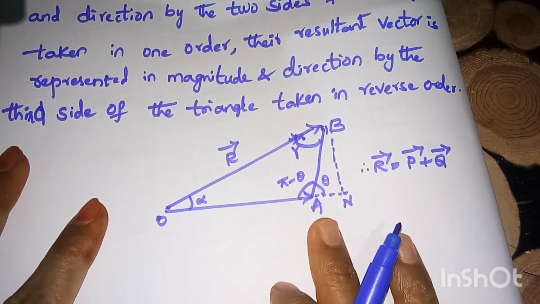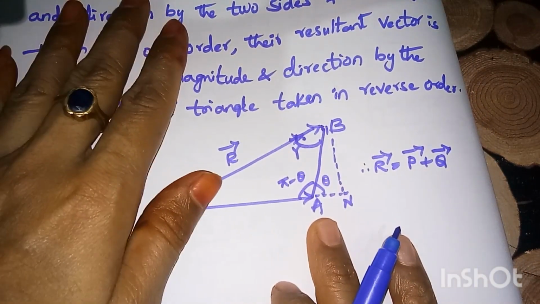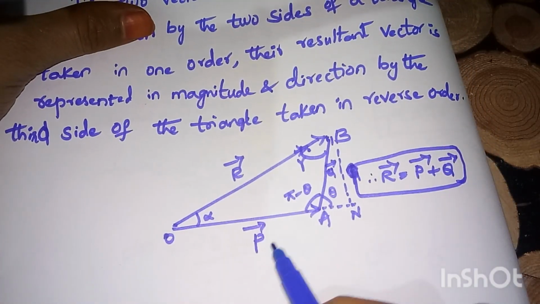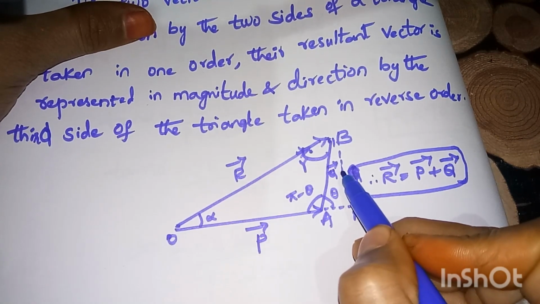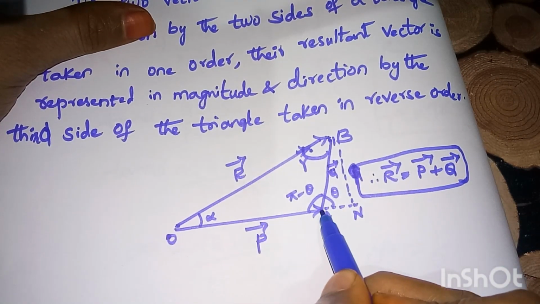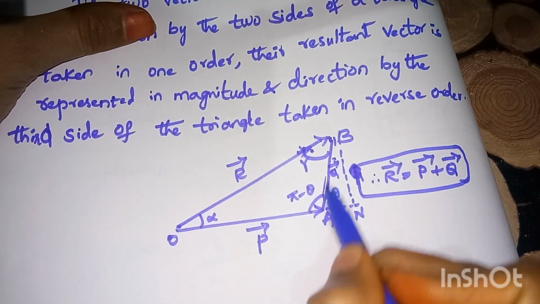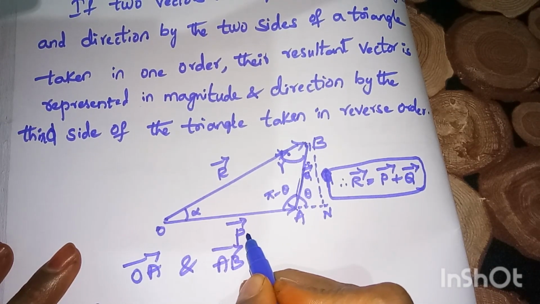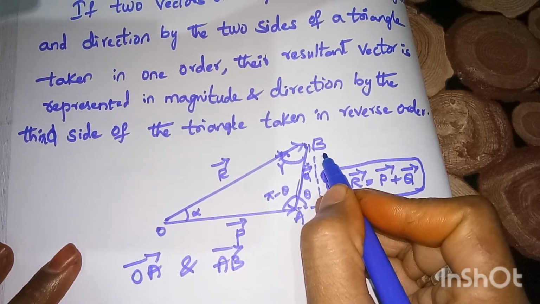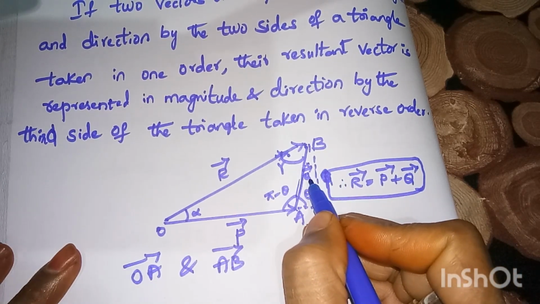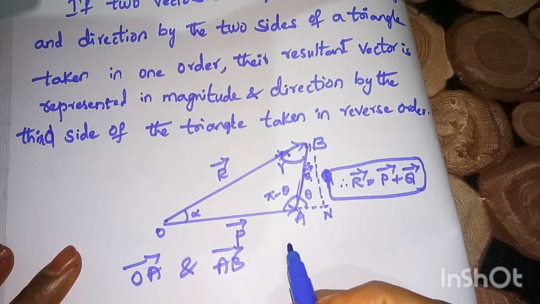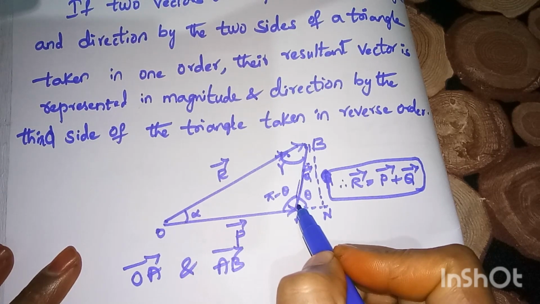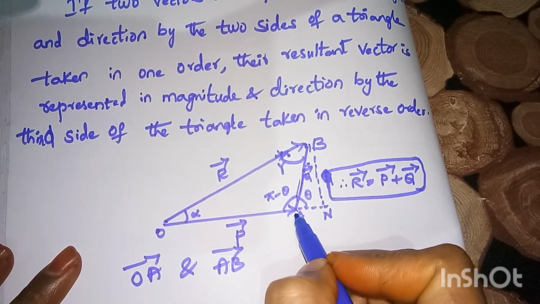By the figure you can easily understand the statement of triangle law. Here P bar and Q bar are two vectors represented with magnitude and directions that are two sides of the triangle in one order. OA bar is the magnitude and direction of vector P bar, and AB bar is the magnitude and direction of vector Q bar. So to add two vectors, what we will do? The initial point of the second vector should be connected with the final point of the first vector.